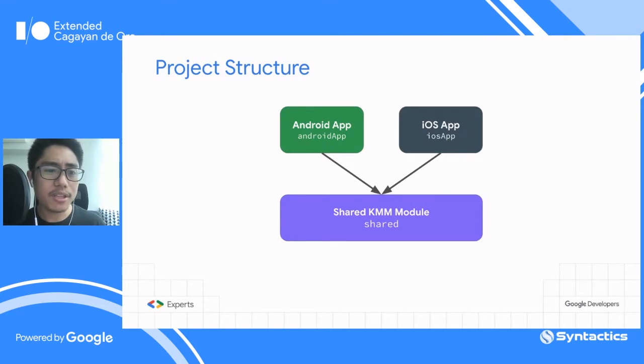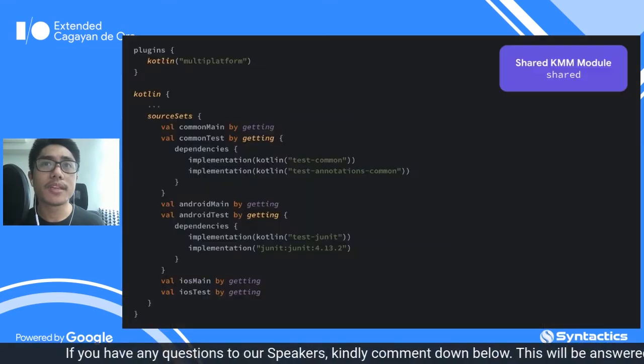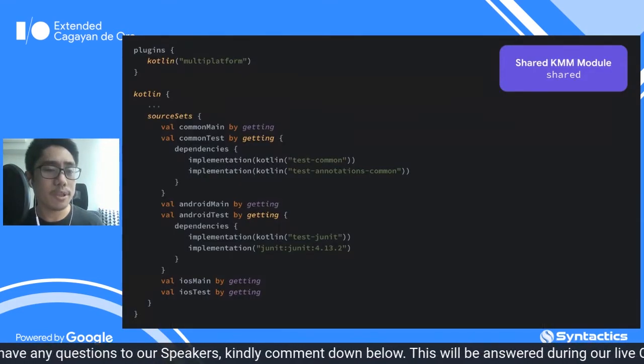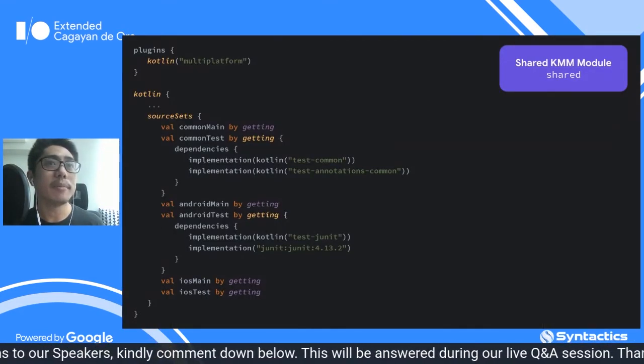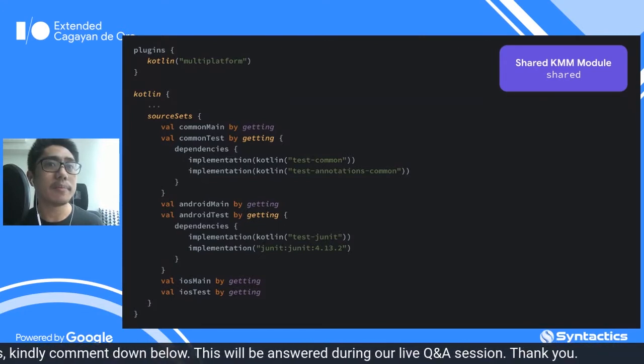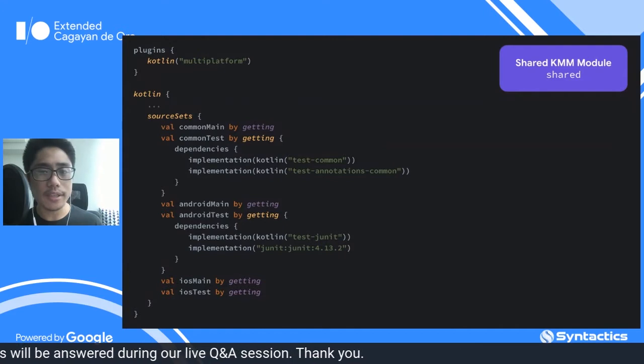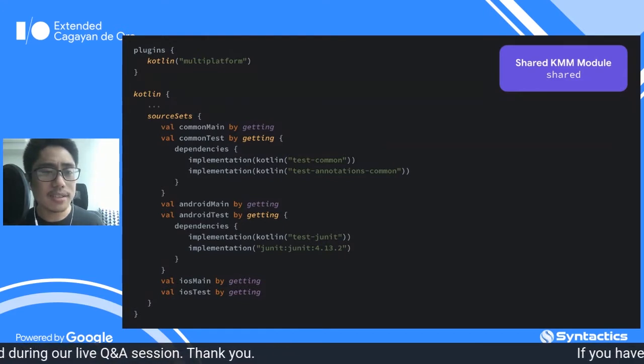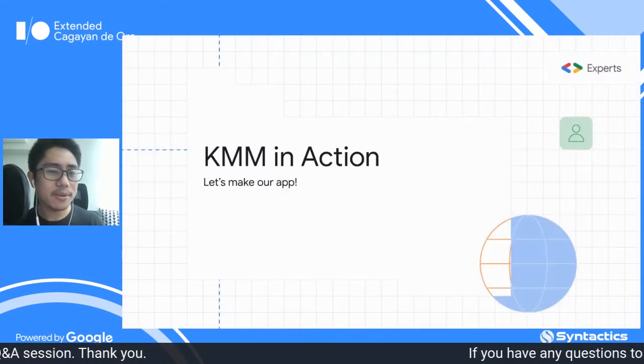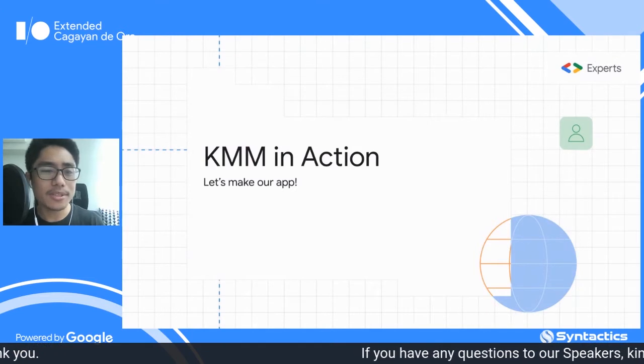So now that this is your project structure, and it's configured, your iOS app is using Kotlin, your Android's using Kotlin. Now you can just configure your multi-platform setup, and maybe add your dependencies, maybe add a few libraries that you want to use, and you're all set and you're ready to make your app. So let's go right away and see KMM in action. So let's try to make our application.